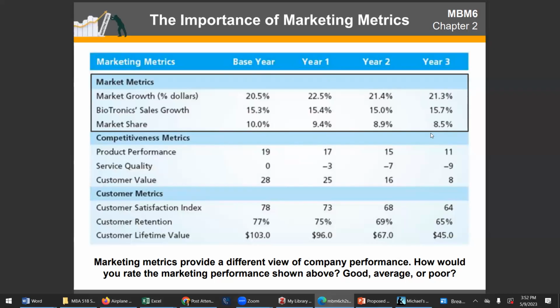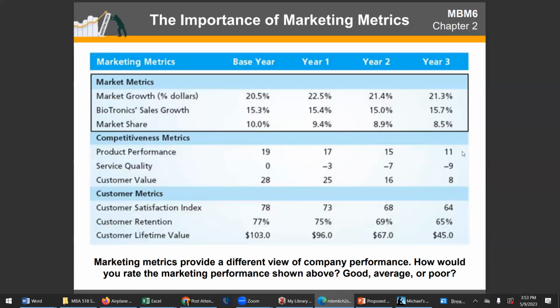So if we just looked at these top marketing metrics, we would say, okay, market share is declining for Biotronics. Well, let's dig a little bit deeper and try to understand what might be driving that. So again, in this hypothetical example, we could look at some competitiveness metrics like product performance. That could be perhaps quality. We could say that maybe product performance could be analogous to product quality. And we see it slipping from 19 to 17 all the way down to 11. So it kind of makes sense.